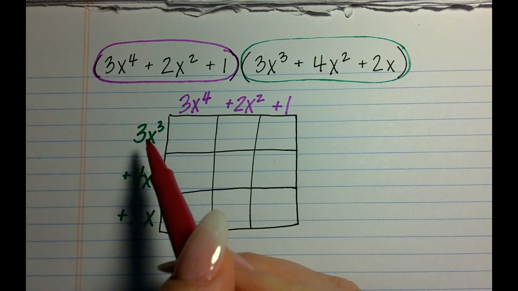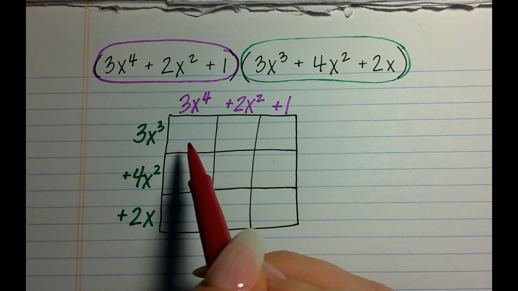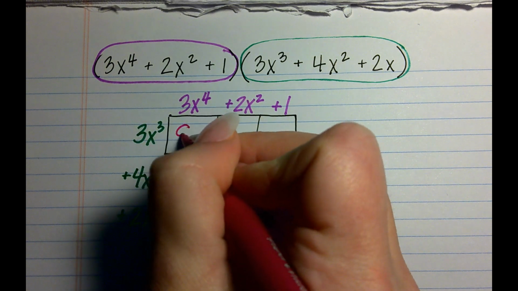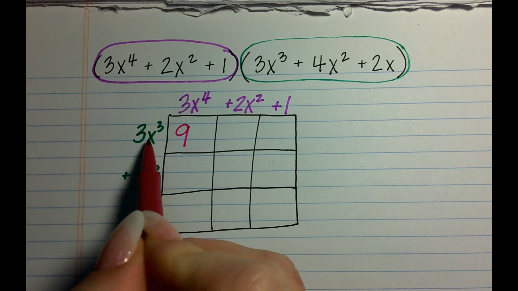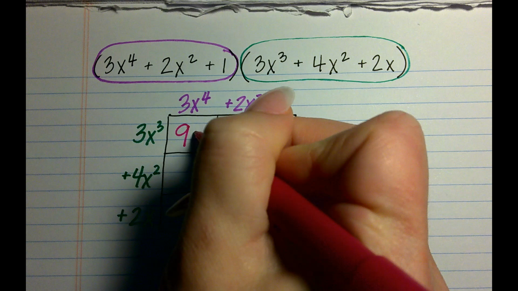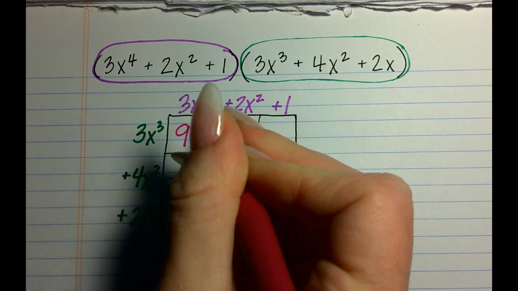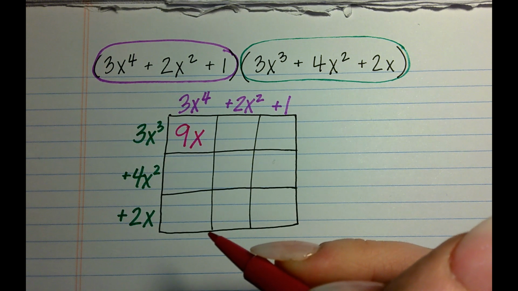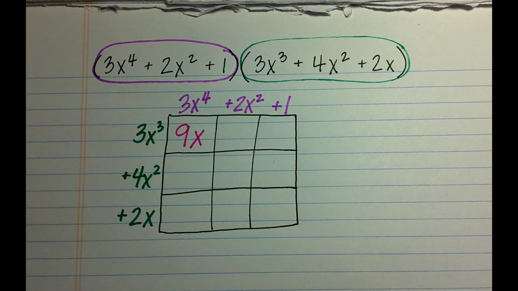So let's look at our coefficients first. 3 times 3 is 9. And x to the 3rd power times x to the 4th power is, is it 12 or 7? Ooh, what is it, 12 or 7? Make your case. Why do you think it's 7? Why do you think it's 12? 12. Okay, 12 because you're multiplying. Now you tell me what you think about 7. Because when you multiply, it's supposed to add.